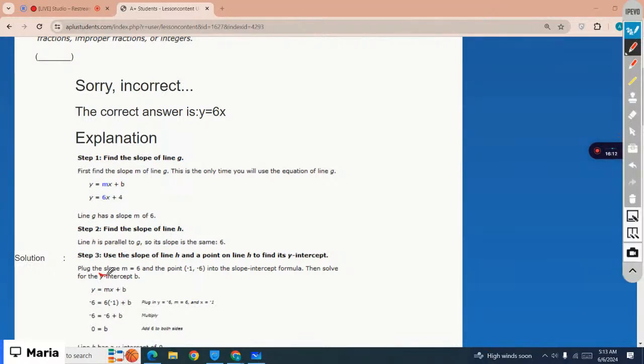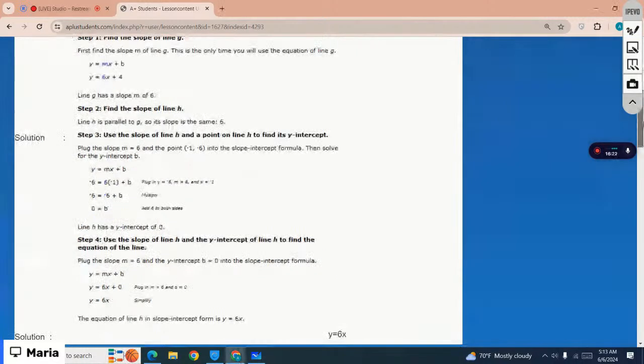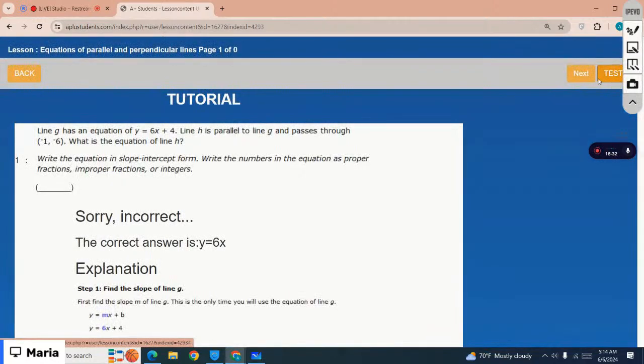The slope of the other line is 6. The point given is (-1, -6), so b equals 0. You need to write down the equation. So the equation is y equals 6x because b is 0. Got it? Let's just start with the practice questions.